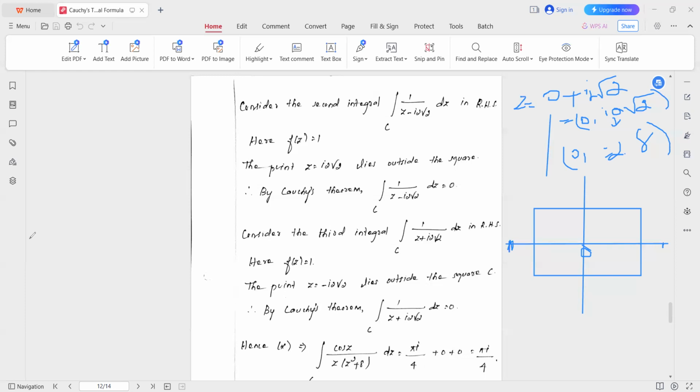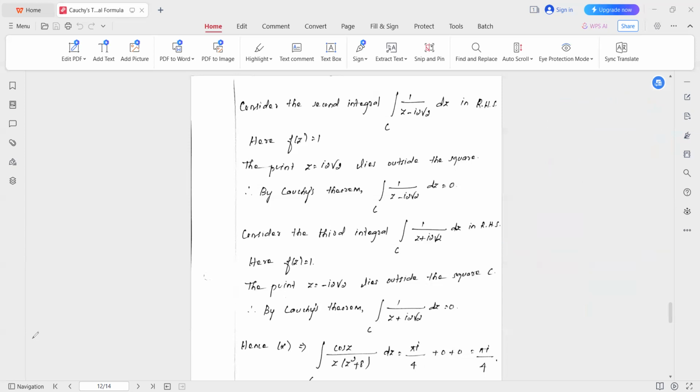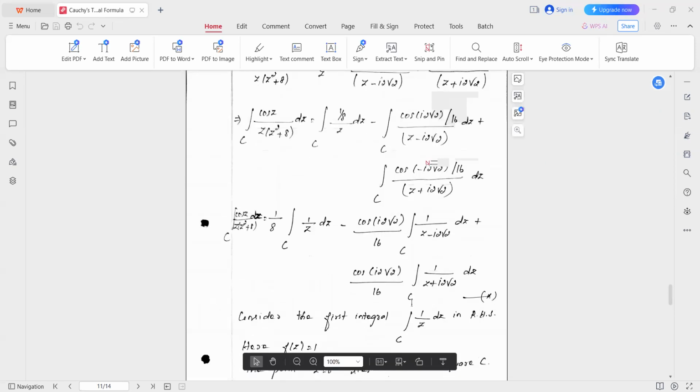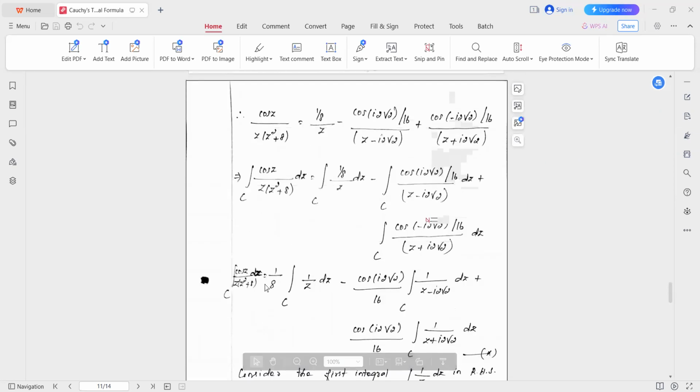Now we substitute the values of these three integrals in this part. In this place we are going to substitute the value of.